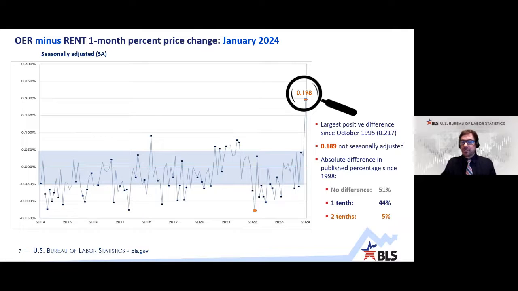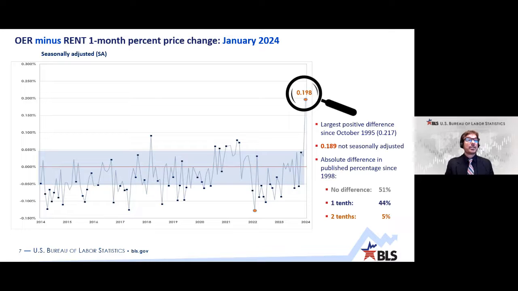It's at the published level of precision, it's 2/10, but at this more close examination, it's actually a 0.198. And that does make it the largest positive difference in this series since October of 1995, so almost 30 years. On a not seasonally adjusted basis, it's 0.189, so about the same wedge.